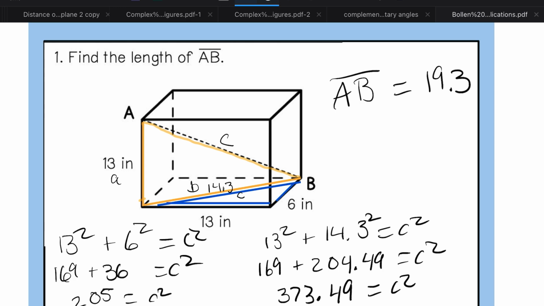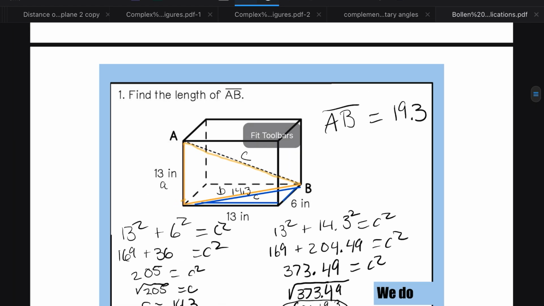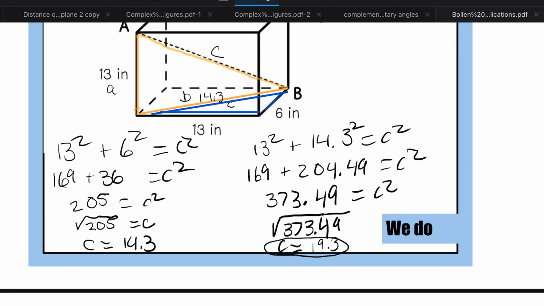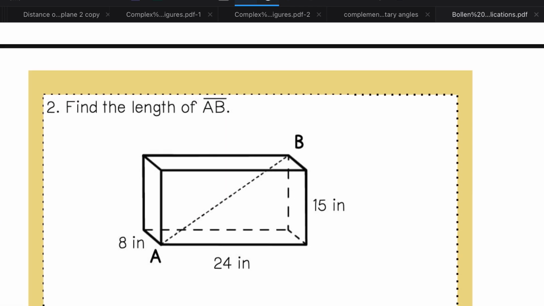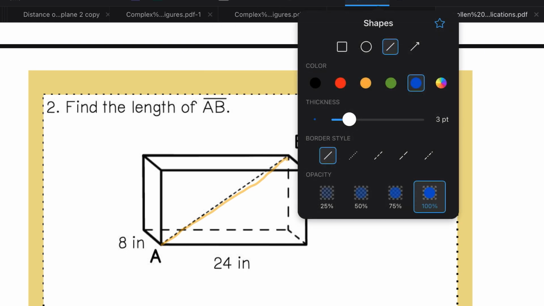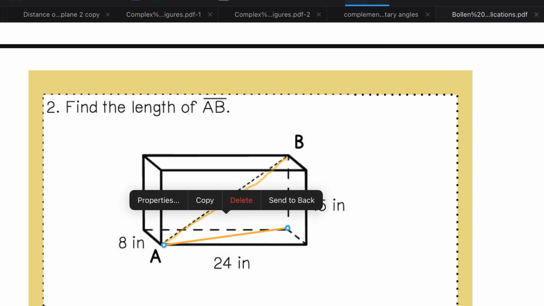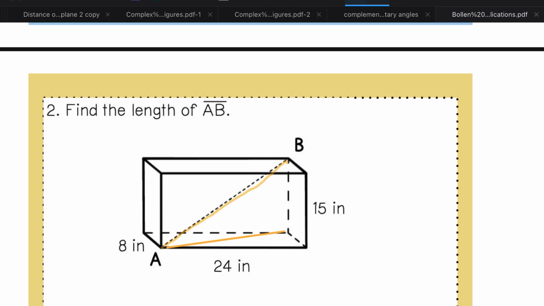So again, these are multiple steps, but once you get the hang of it, it becomes pretty easy. And it's not a whole lot more work than we've been doing all along here. So again, we have the triangle here that we are ultimately trying to find the distance of right here.